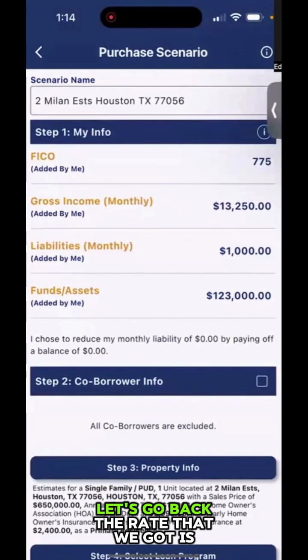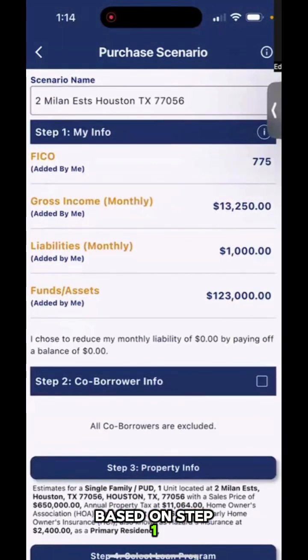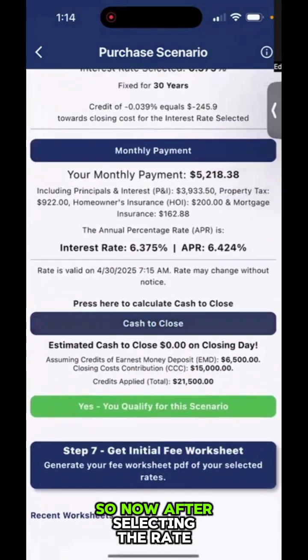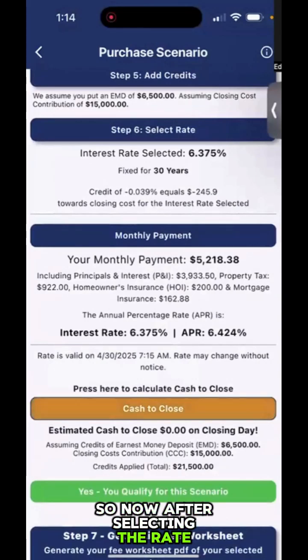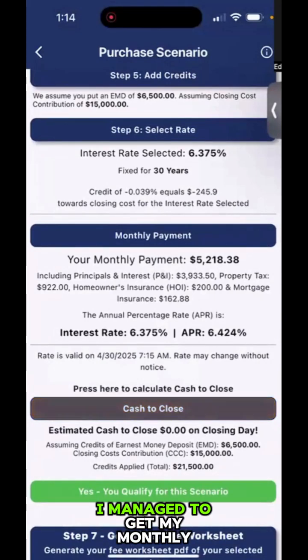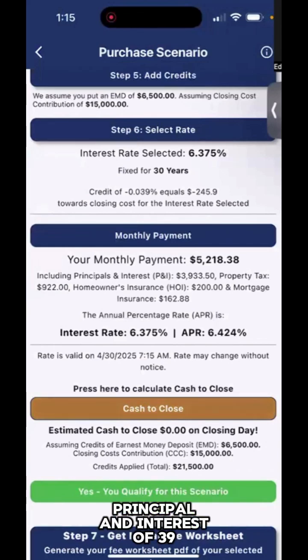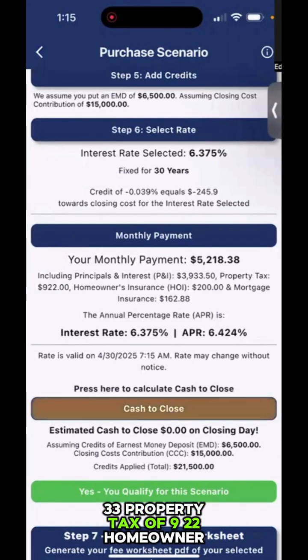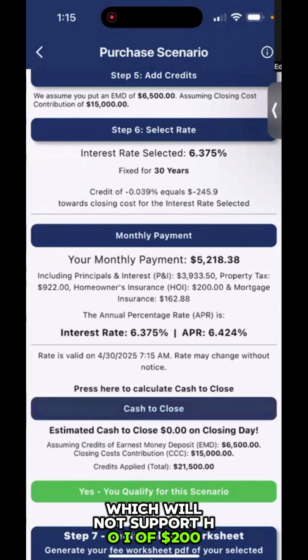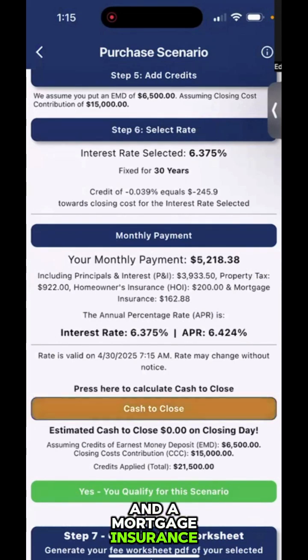Let's go back. The rate that we got is based on step 1, the information that I provided here. I can run multiple scenarios, but this is the data that I use to calculate my numbers. So now after selecting the rate, I managed to get my monthly payment. It's telling me my monthly payment is composed of principal and interest of $39.33, property tax of $9.22, homeowner insurance, which is also called HOI, of $200, and a mortgage insurance of $162.